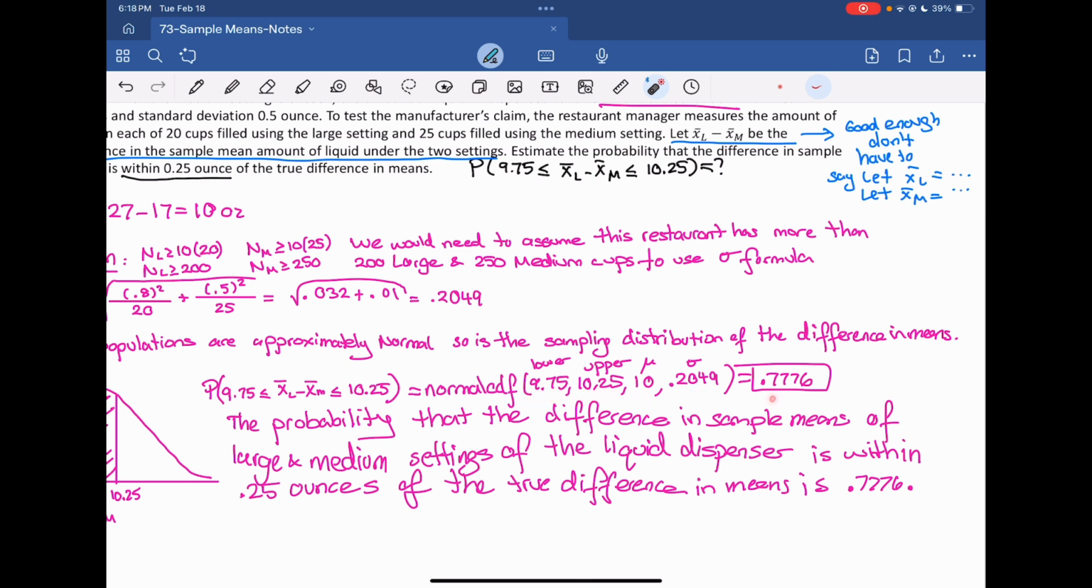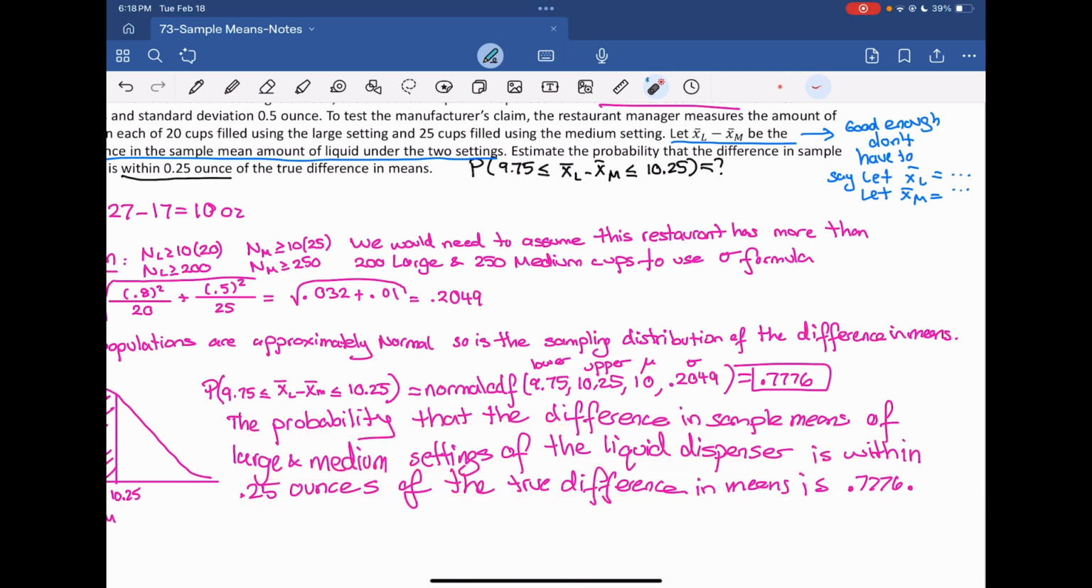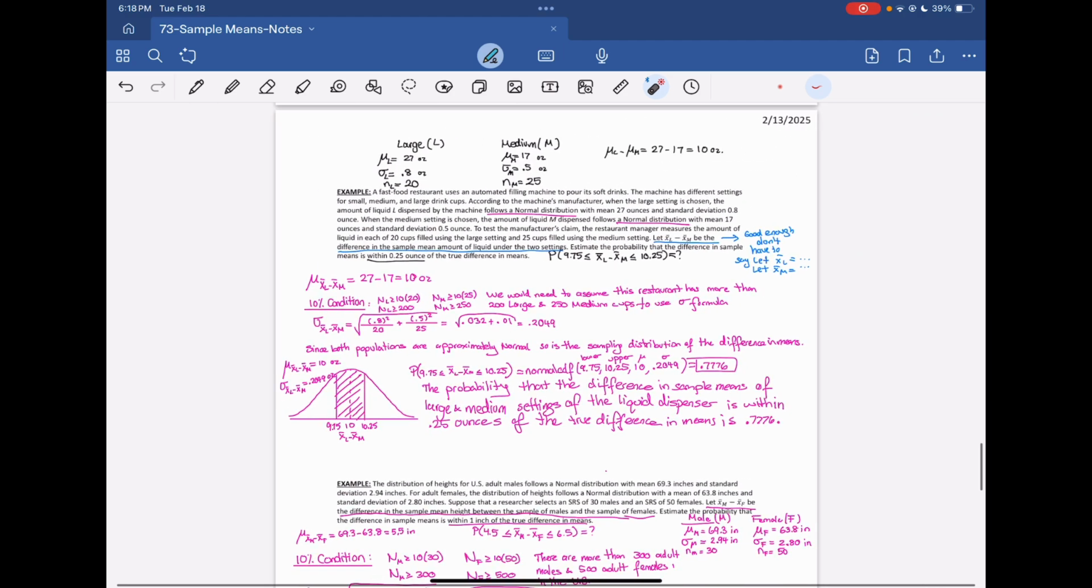Using 10 and 0.2049, we get 0.776. The probability that the difference in sample means of the large and medium settings of the liquid dispenser is within 0.25 ounces of the true difference in means is 0.776. Whew, mouthful.